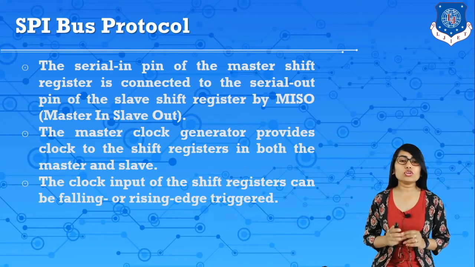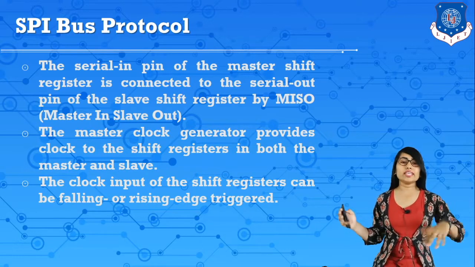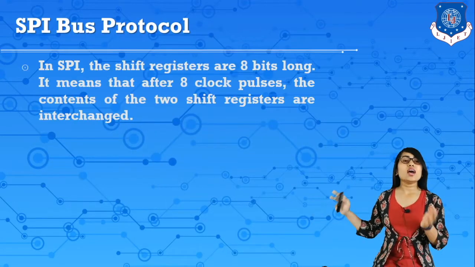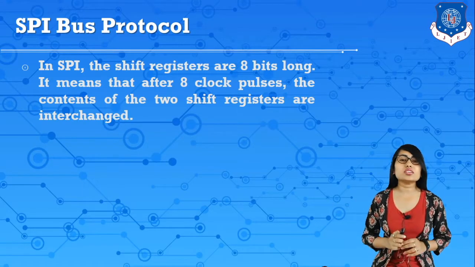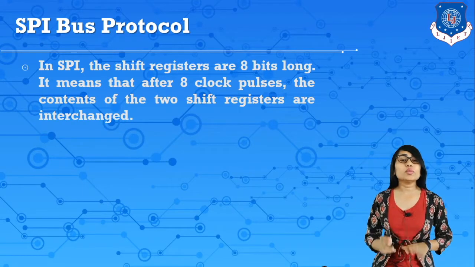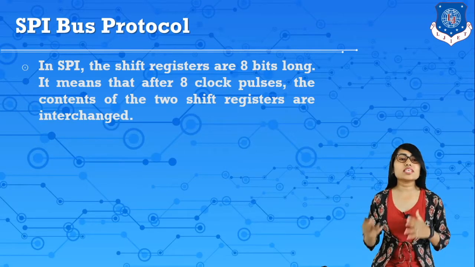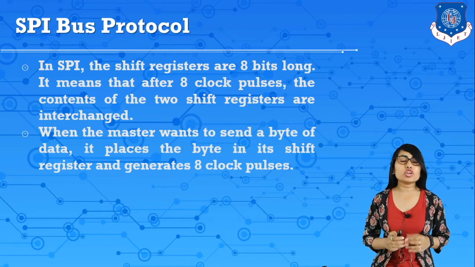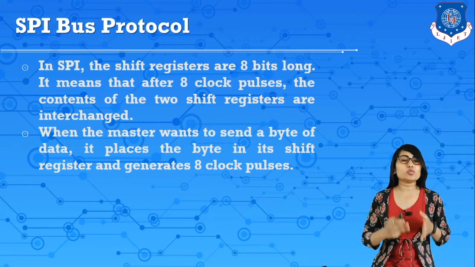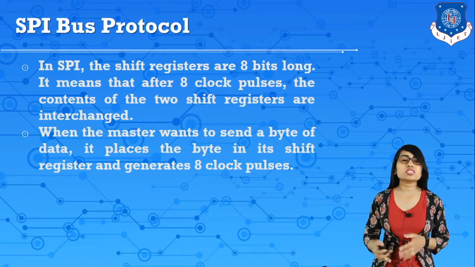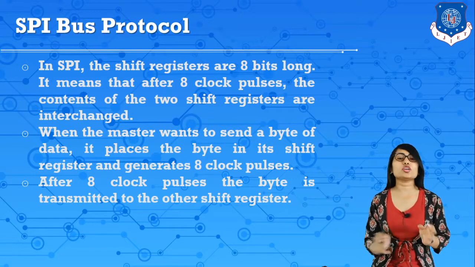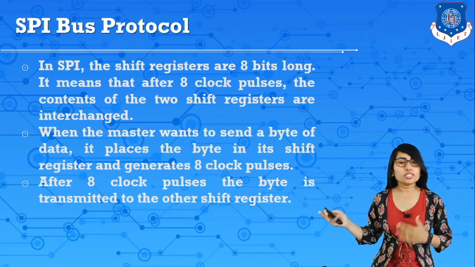The clock input of the shift register can be of a falling or a rising edge trigger. Depending on that, either master or slave will be active like this, and the SPI shift registers are 8 bits long. It means that after 8 clock pulses, the contents of the 2 registers are interchanged. When the master wants to send a byte of data, it places the byte in its shift register and generates the 8 clock pulses. After the 8 clock pulses, the byte is transmitted to the other shift register.